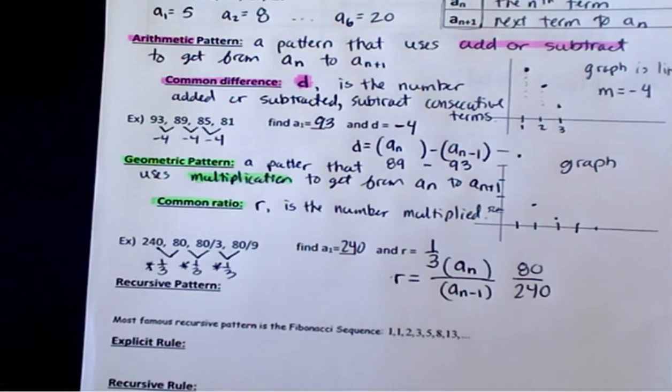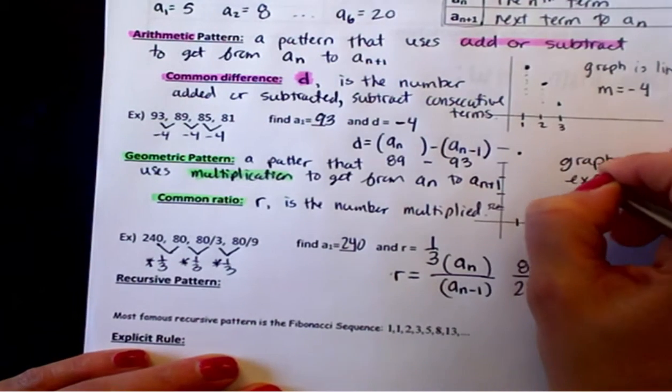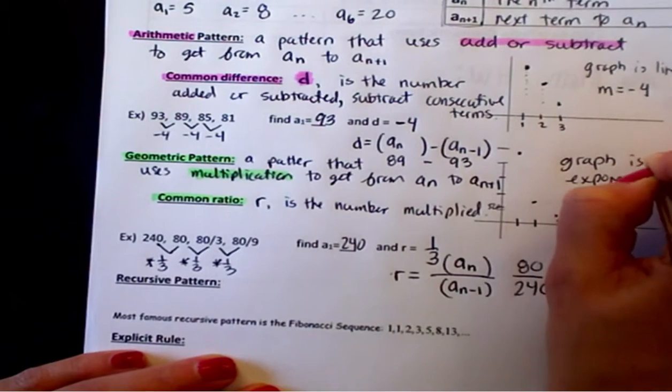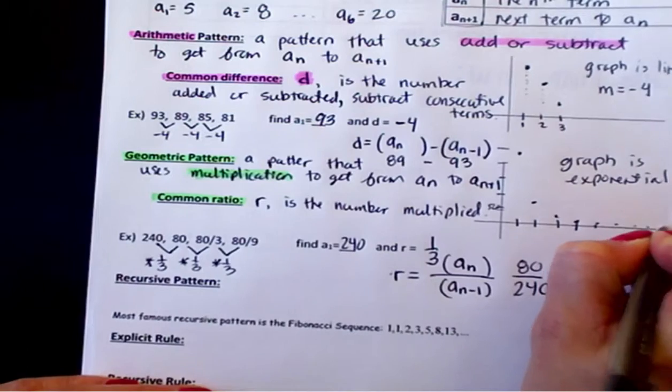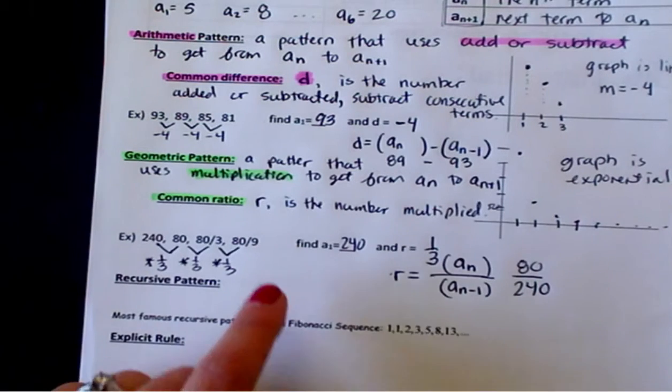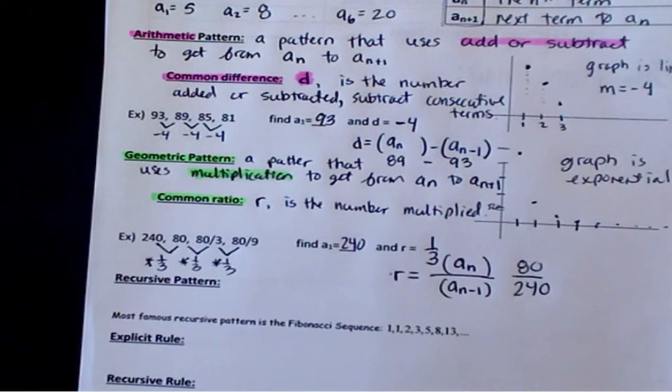Now, this particular one is decay. I'm not going to be specific because I could switch the pattern around and make it go up. So the graph is exponential. If I keep going, I do get an asymptote on this particular graph, because that number gets smaller and smaller, but never 0.